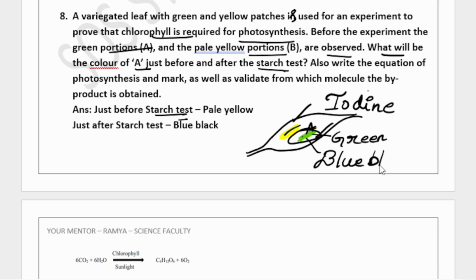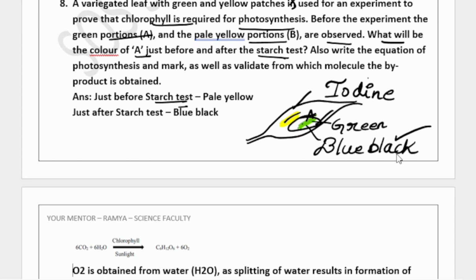So it will turn to what? It will turn to blue black. Okay, so this blue black color indicates the presence of starch. Okay, so very easy question. So what are they asking next? Next, they are asking you to write the equation for photosynthesis. So what is the equation? What do you write for photosynthesis? How does the photosynthesis take place?